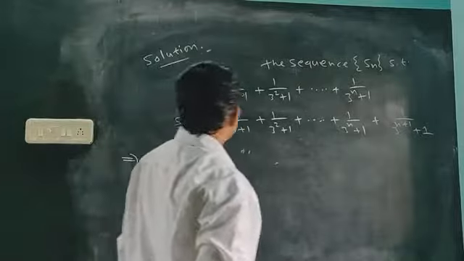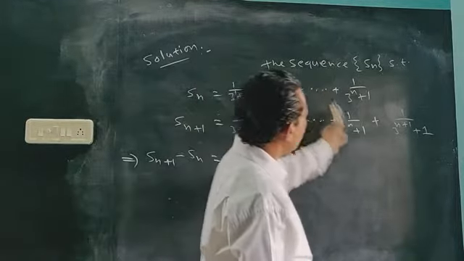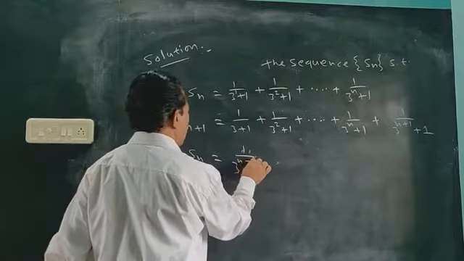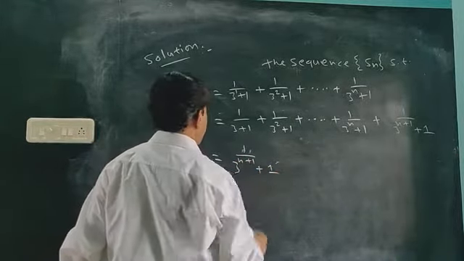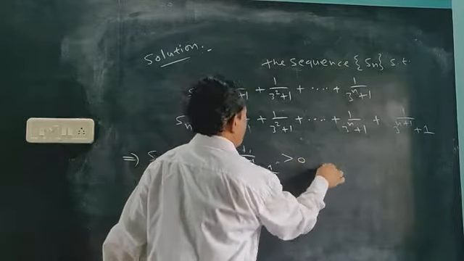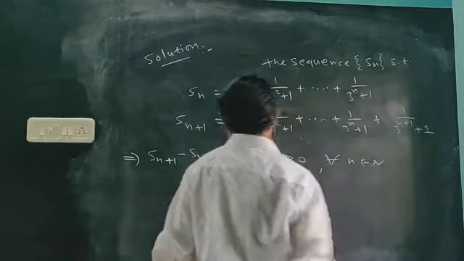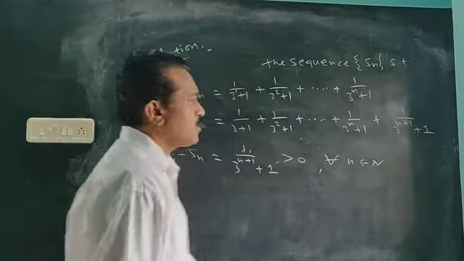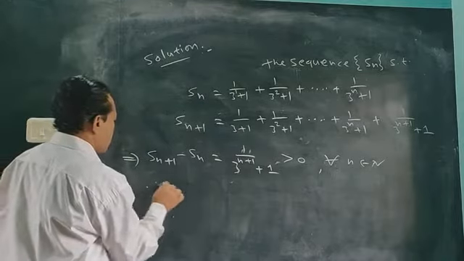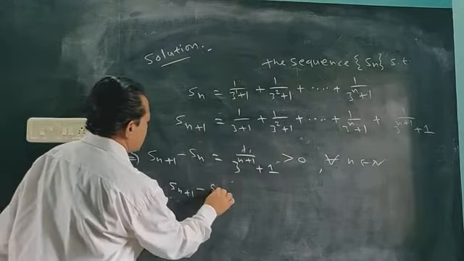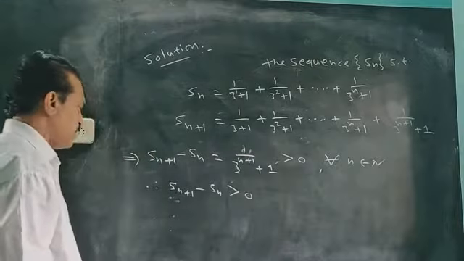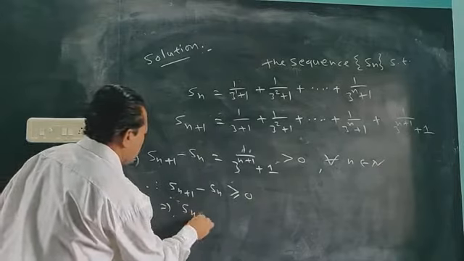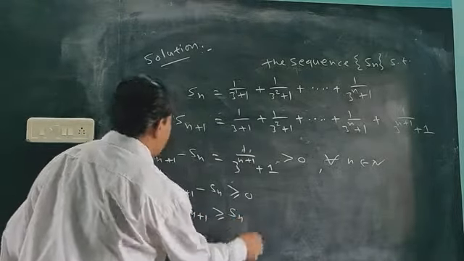So this one, what you see? All terms cancel except the last term, 1 upon 3 raised to power n plus 1, which is positive for all natural numbers. Okay, positive values. So Sn plus 1 minus Sn is greater than 0, or that means Sn plus 1 is greater than Sn.